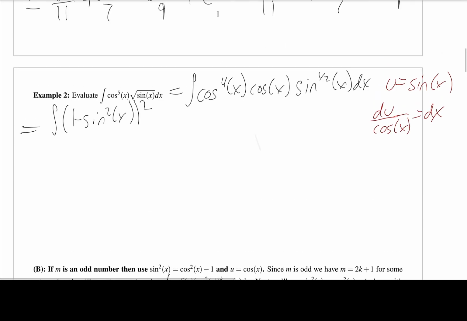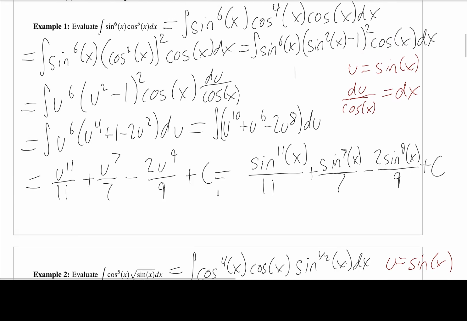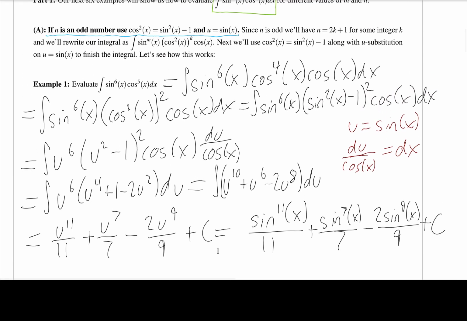Which reminds me, there's something sneaky I did up here. This right here is not correct. This should be 1 minus sine squared of x. The reason it doesn't matter is because we square this, so flipping the negative right there isn't going to matter.